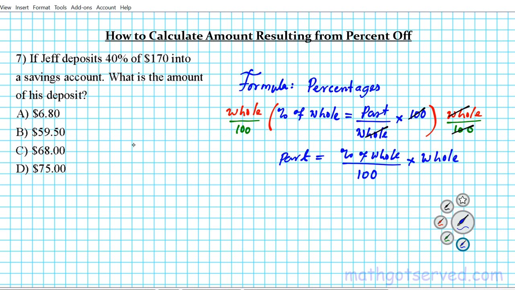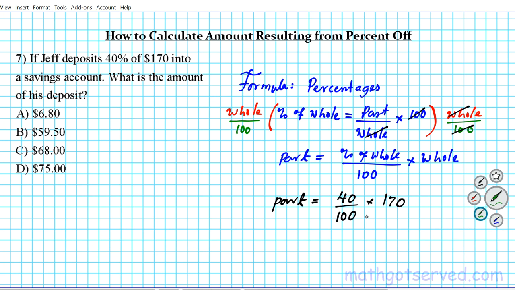All right, so let's go ahead and do it. The part that's deposited in the savings account is given by the percent that this part represents, which is 40%. We divide that by 100. Now let's freeze for a second. What do you accomplish by dividing 40% by 100? Well, this represents the fractional part that this part represents. So it's a fraction. To get the exact amount, we have to multiply this by the whole, which is $170.